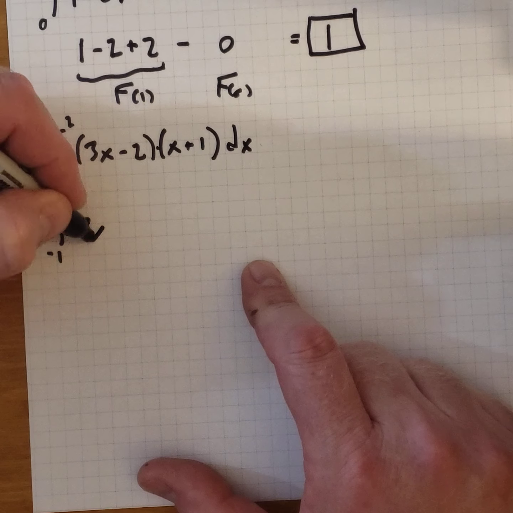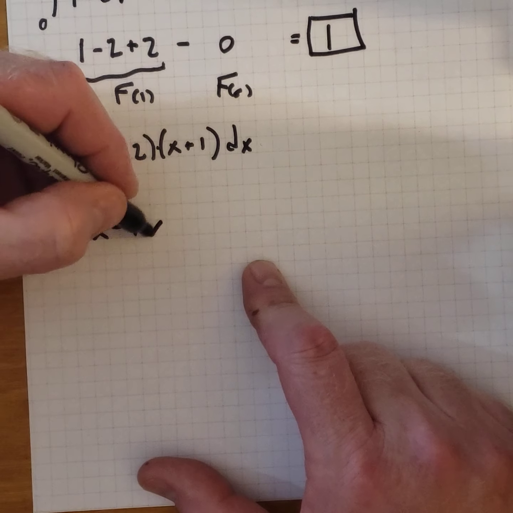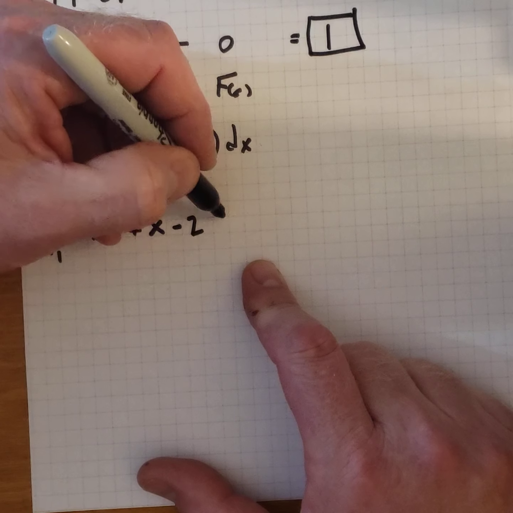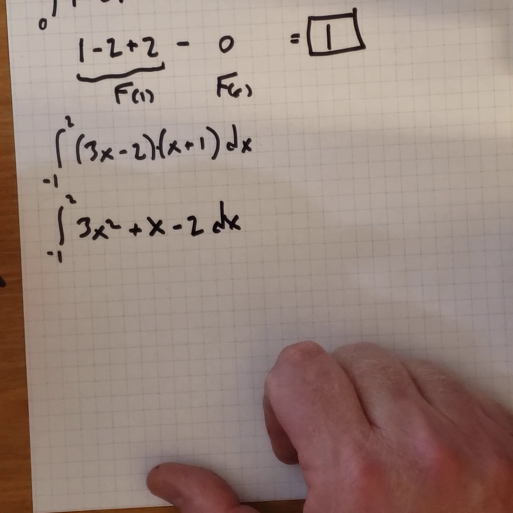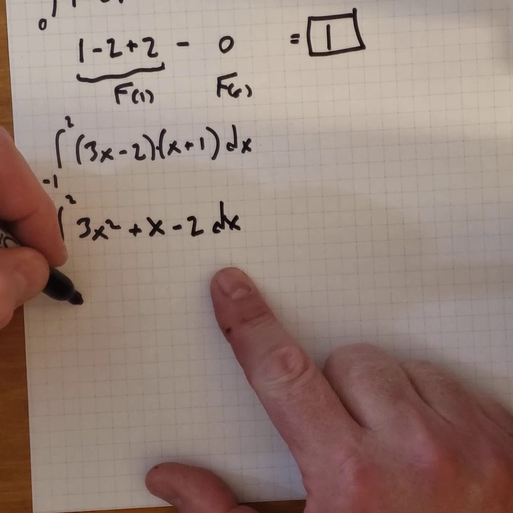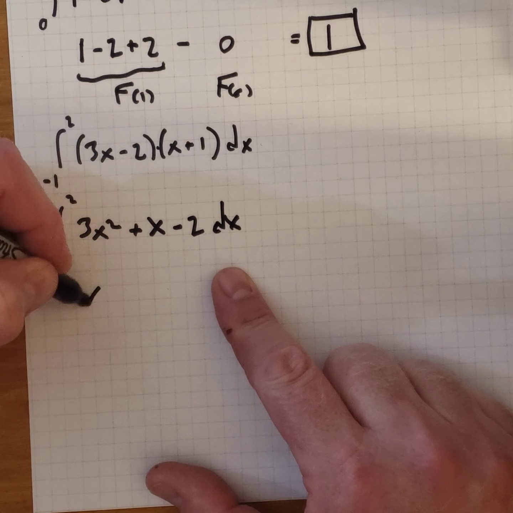So here we'll get 3x squared plus 3x minus 2x, and then minus 2 times 1 is minus 2. I think I did that right. Didn't intend to screw it up. Need to do our antiderivative. The antiderivative of 3x squared is going to be x cubed divided by 3, so we'll get just x cubed.